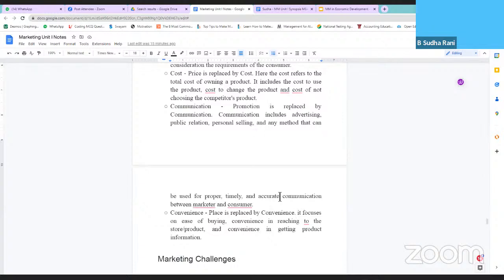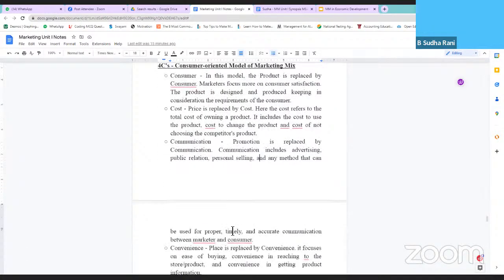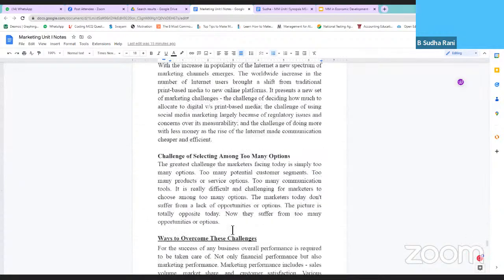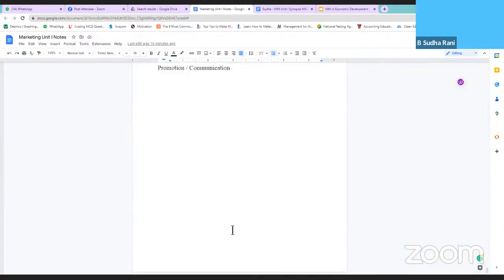That is the reason for the transformation of marketers from the 4 P's of conception to the 4 C's. Meaning from the producer's view to the consumer's view. So the 4 C's are from the consumer's point of view, and the 4 P's are from the producer's point of view. After that, let us not touch this. So that is about the marketing mix. I hope you all understood.